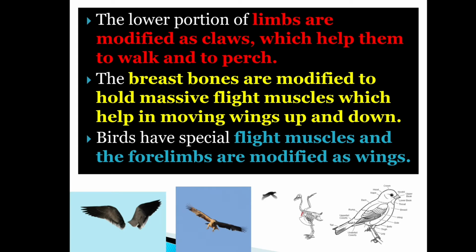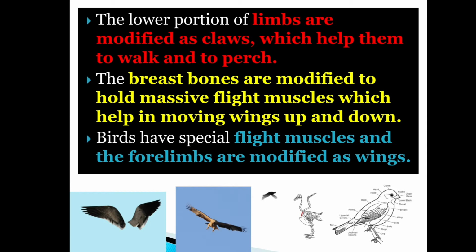Birds have special flight muscles, and forelimbs are modified as wings. What are limbs? Limbs are a bird's wing or the arm or leg of a person or some four-legged animal. Okay, so this lower portion of the limbs are modified as claws. They only help them to walk and to perch. Perch is to rest on something.